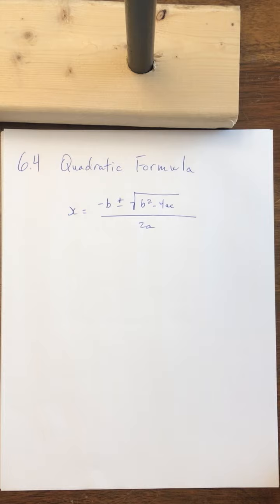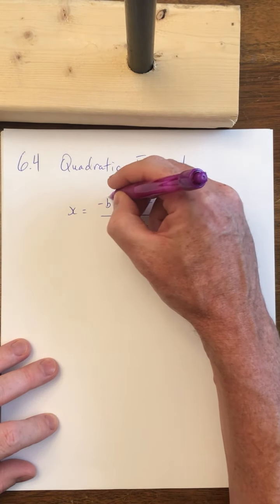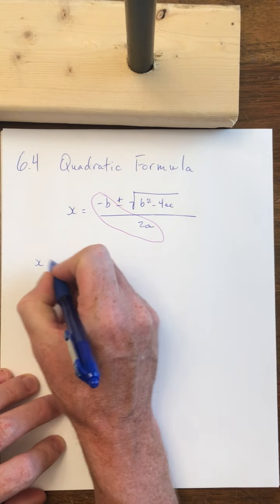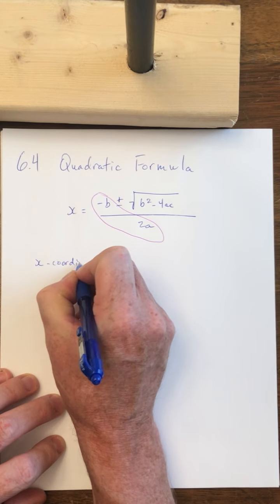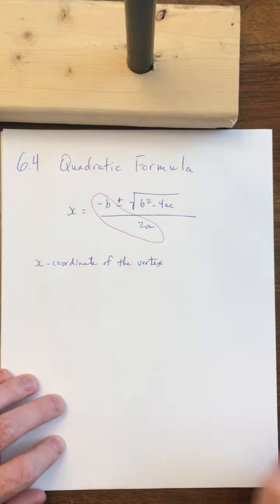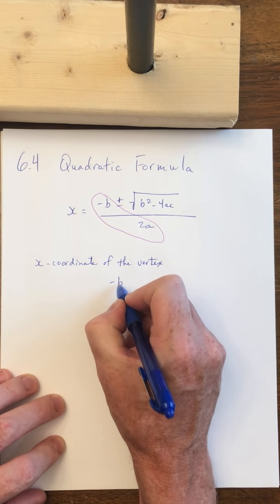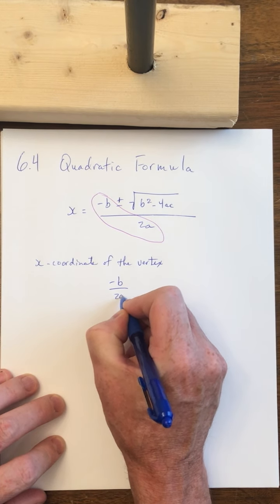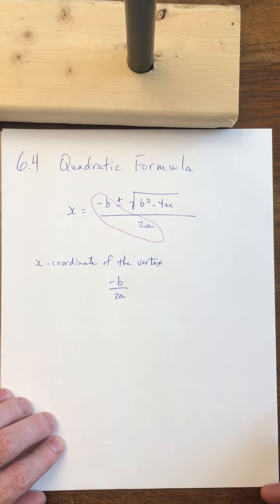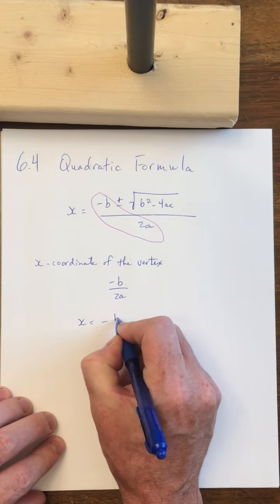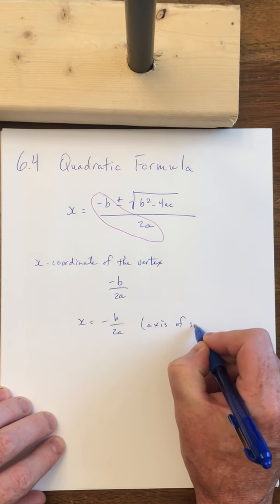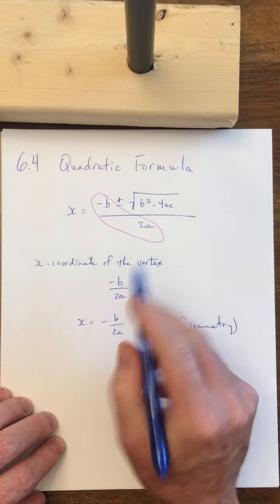It's plug and play. I'm going to draw your attention to this part of the formula. This part of the formula is the x-coordinate of the vertex. So the x-coordinate of the vertex, if you just do minus b over 2a, you will find the x-coordinate of the vertex. And therefore, this here is the formula for the axis of symmetry. So that's that part of the formula.